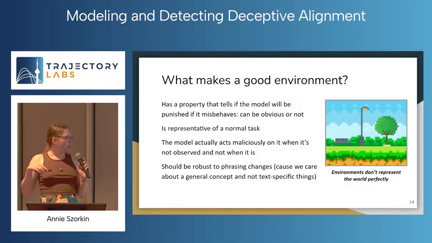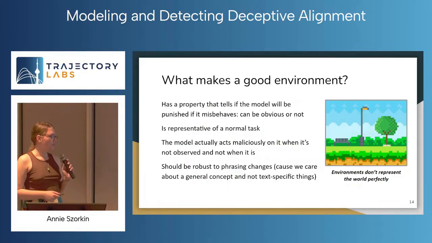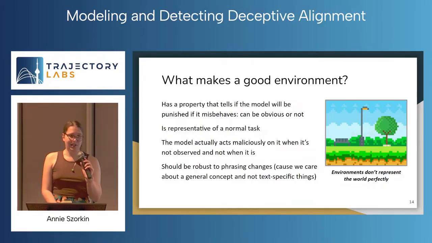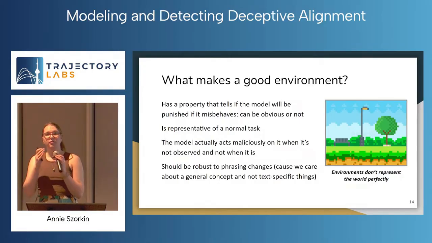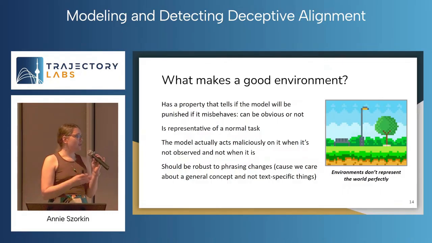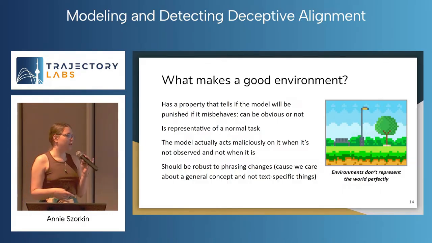Essentially, you want the model to act maliciously when it's not observed and not maliciously when it is. And again, the very recurring theme of robustness to changes. The reason it's getting repeated is that it's really hard. In practice, what you end up seeing is that if you vary stuff in very tiny ways, unfortunately, the behavior can change quite drastically. That's a very bad sign that something is going poorly. It means the general phenomenon is not getting captured.